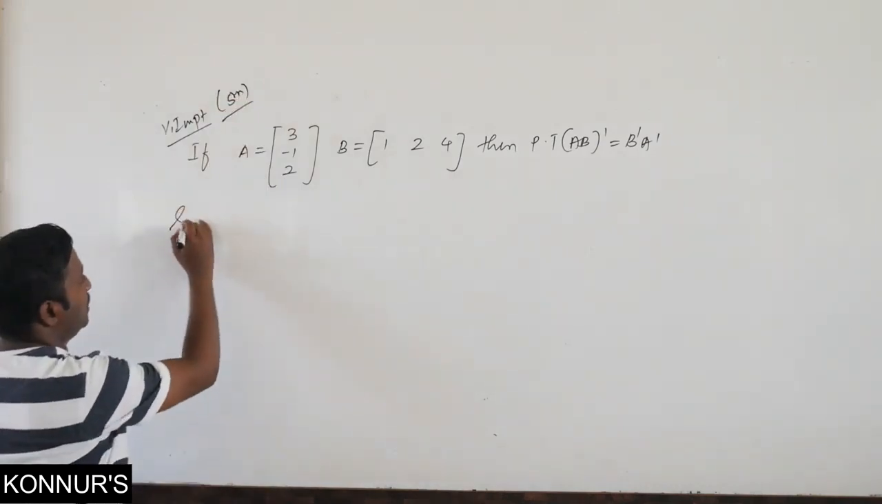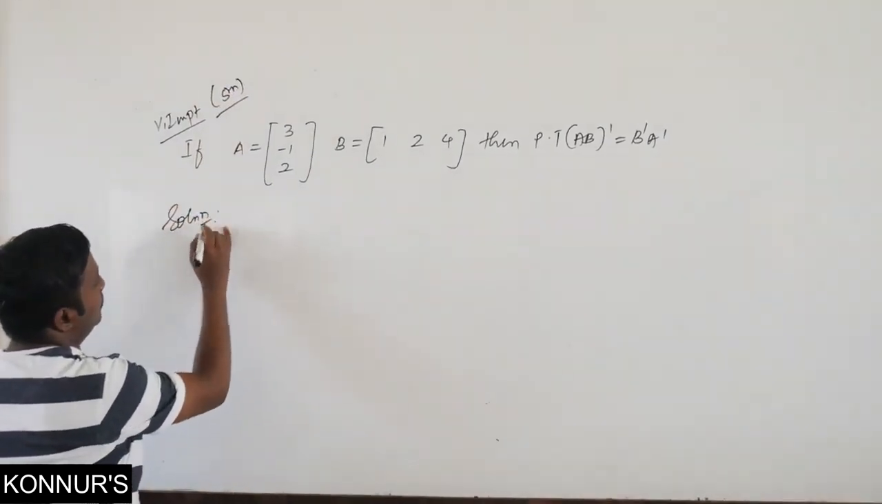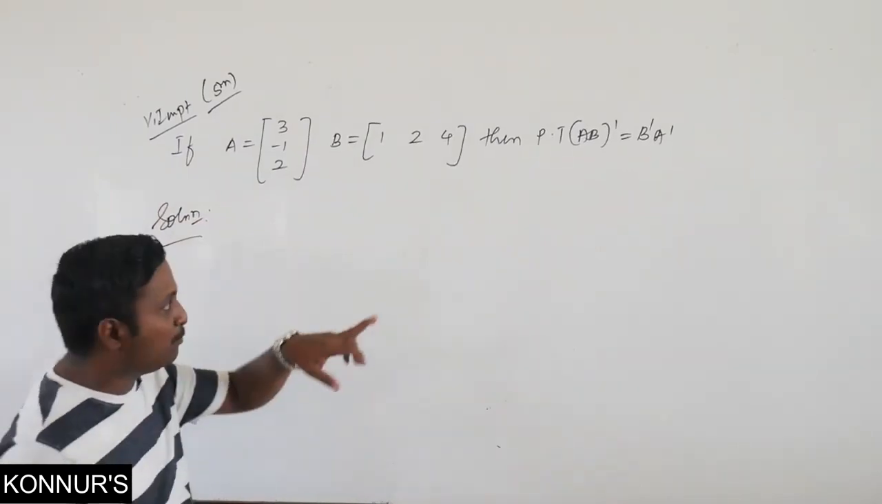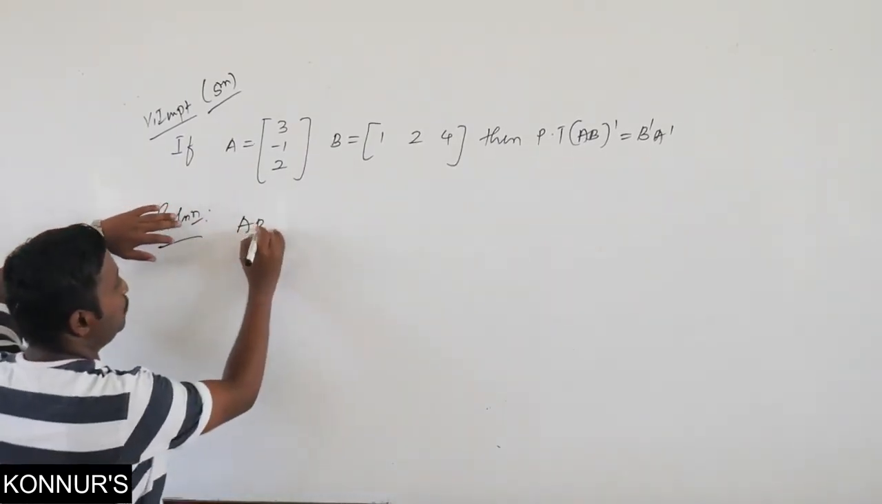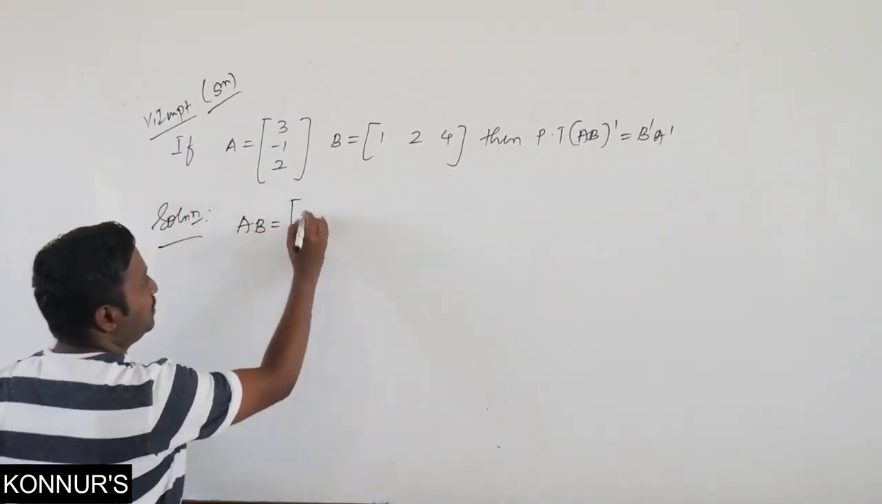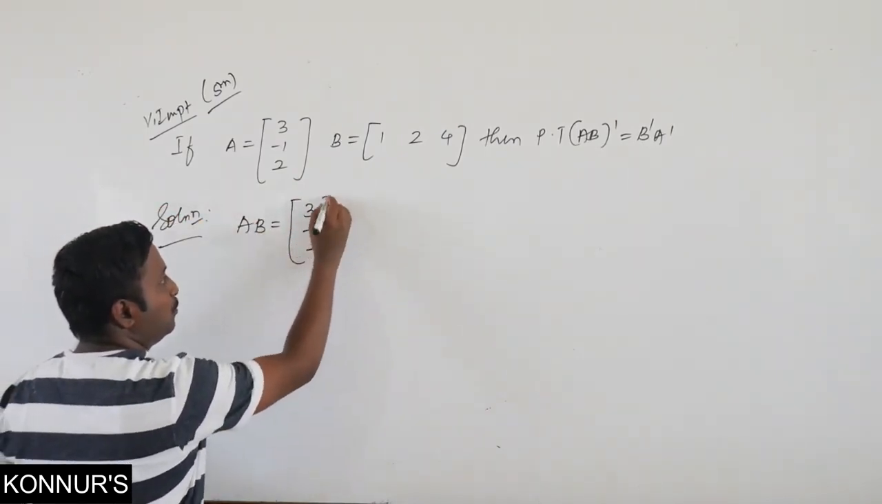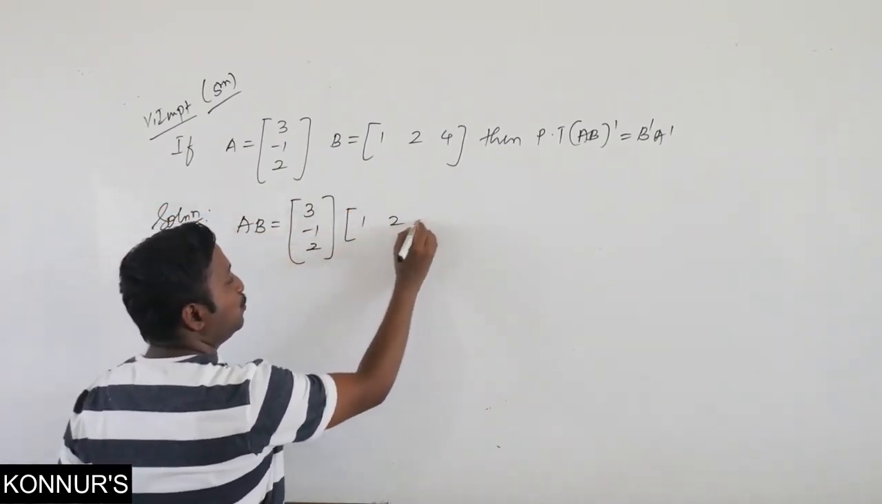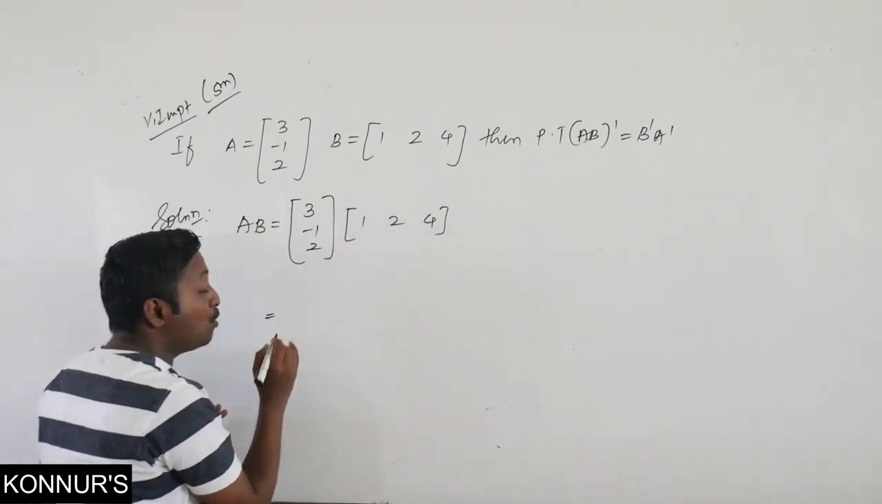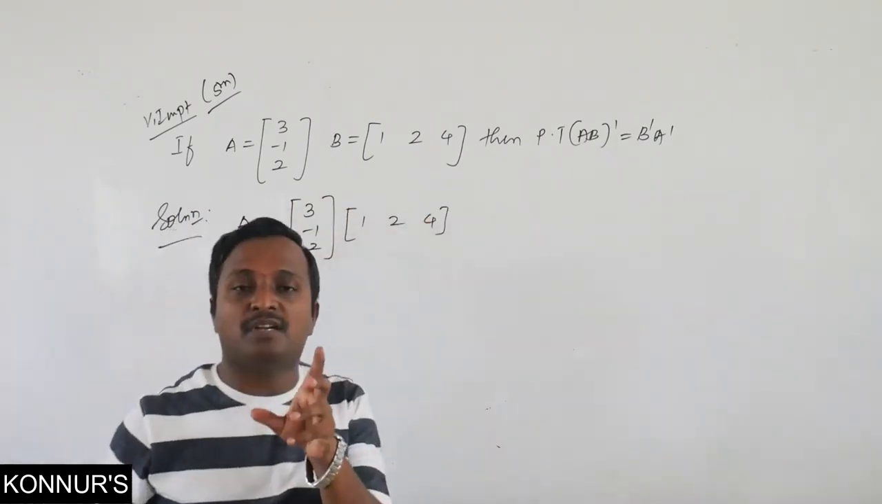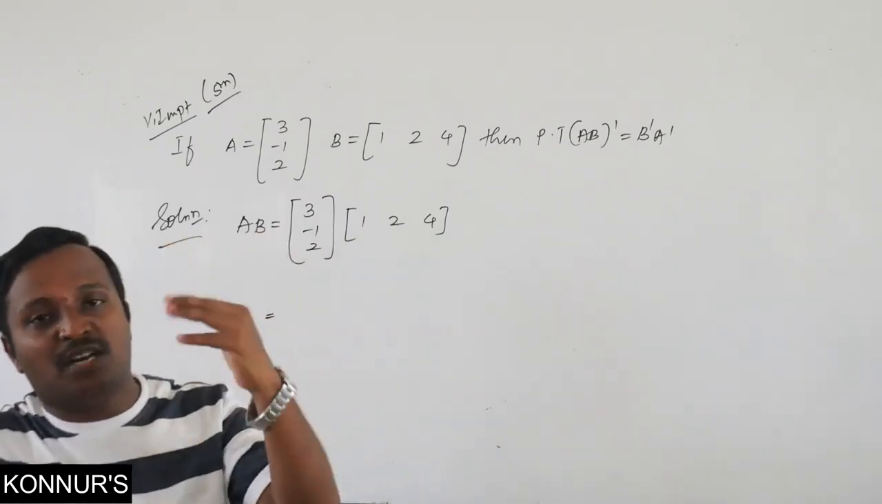Now look at this. Again, the same way as last time, we need to find the AB matrix. What is AB? 3, minus 1, 2 is the A matrix, and 1, 2, 4 is the B matrix. How to calculate? You remember the point from 3-4 classes back.